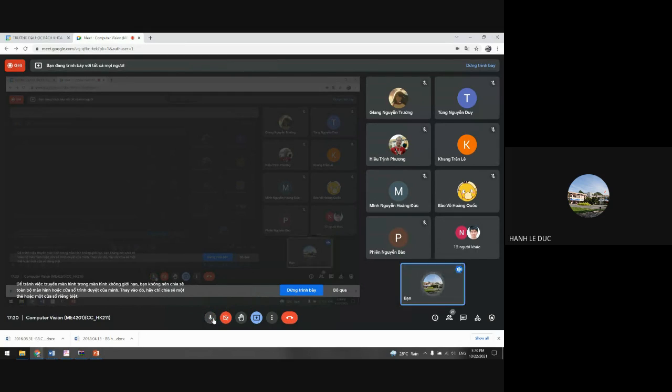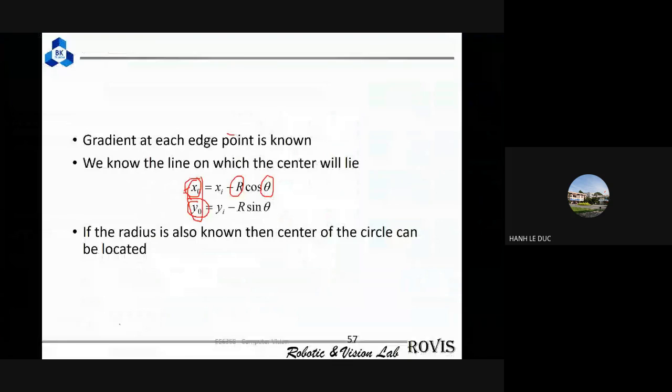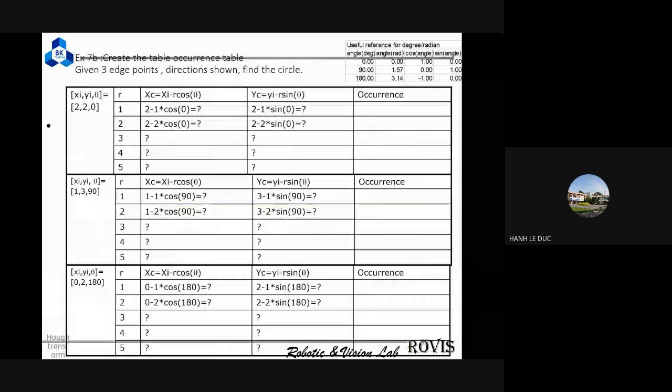Okay, we continue. Let's see the example. I give you 3 points, x, y: (3,2), (2,1) and (0,2), right? So I will ask you, is there any circle that goes through the 3 points? So let's do it.